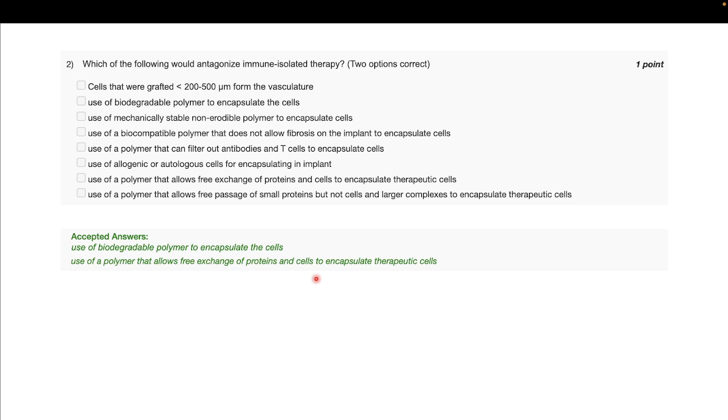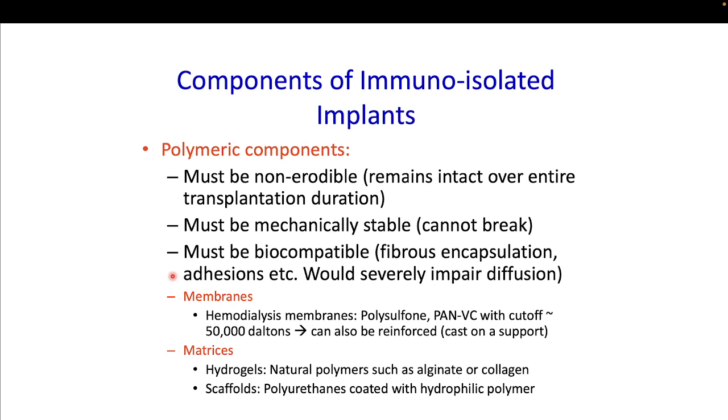So that's why the two correct options are use of a biodegradable membrane and a polymer that allows free exchange of proteins and cells; they are actually not good, and they will antagonize the immune isolated therapy. Is this clear? Yes. Thank you. So it's also mentioned in the slides. I have included the slides after each question for you to read through.